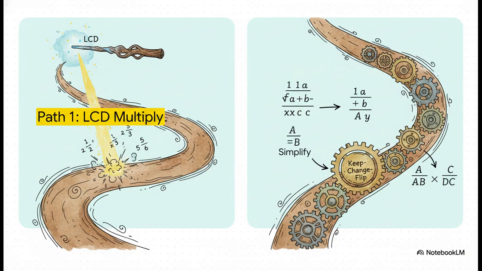All right. Our two methods are what I call the LCD multiply method and the rewrite as division method. The first one, the LCD method, it's kind of like magic. It just clears out all those little fractions at once, which is amazing when you have a bunch of terms being added or subtracted. The second path is more straightforward. You just simplify the top, simplify the bottom, and then divide.